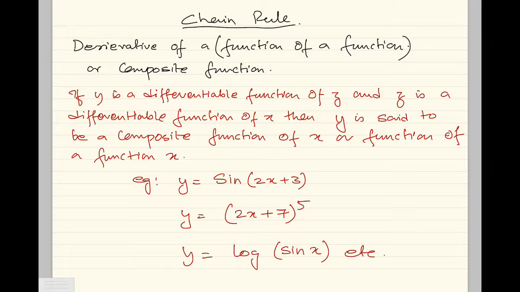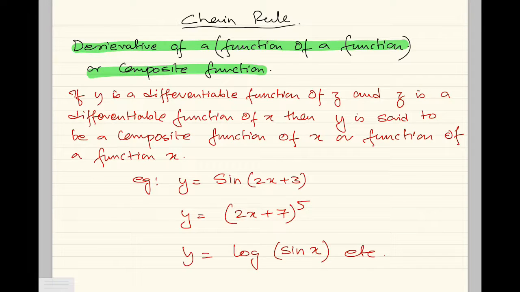So what is a chain rule? Chain rule is basically applied to find the derivative of a function of a function, or a composite function. So it says a chain rule is used for a composite function. Now we are quite unaware of a composite function. Let's see what is a composite function.